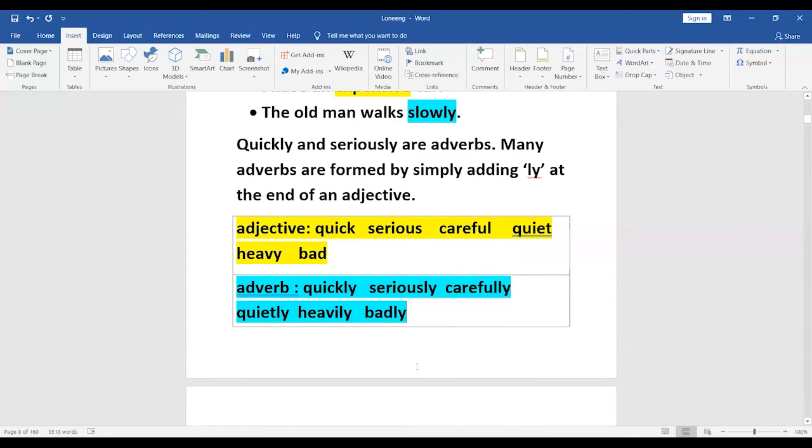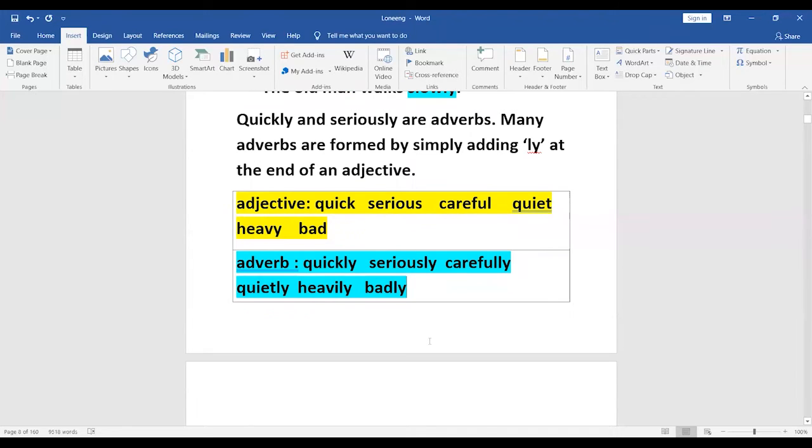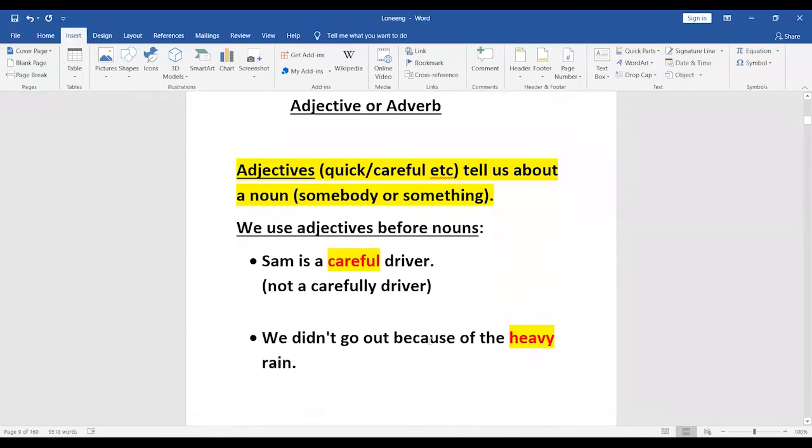Very subtle difference, just an ly changes the whole perspective. It changes the whole ball game from becoming an adjective, it becomes an adverb. So you need to know and be able to identify adjective and adverb. Let's take a look. Here, the difference between adjective and adverb, again, as I told you, adjectives quick, careful, etc., they tell us more or they better describe a noun. More than saying it tells us more about a noun, I would say it describes a noun. So it's very easy. Somebody or something.